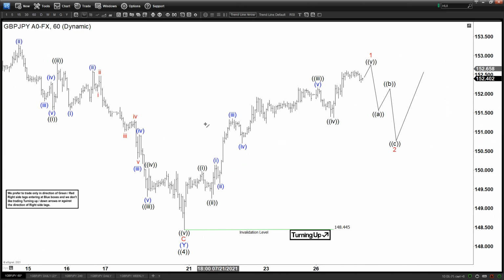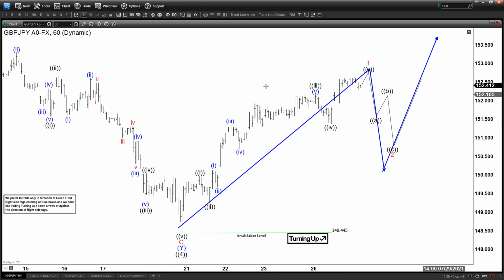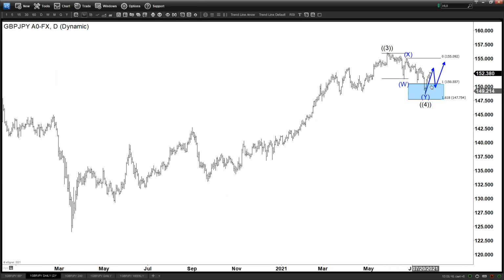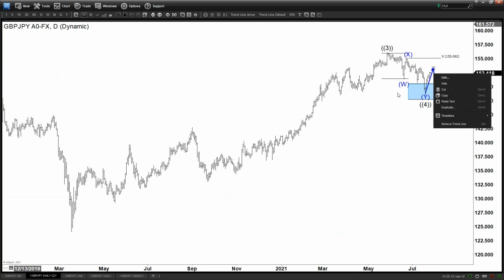So this could be an A instead of a 1, this could be B, and then you can have a C leg. So another leg higher is the minimum expectation if this is really 5 waves, which it does look like, right? And then if it fails to take out the high, it will end here and then break down again from there, just like we explained. So that seems to be what we are dealing with right now with the pound yen.